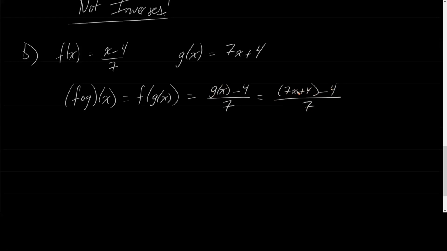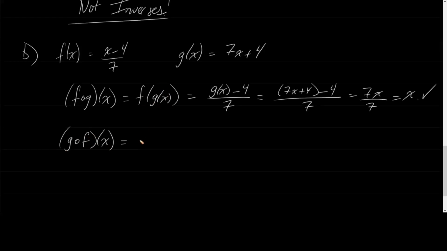You'll notice that these parentheses aren't really doing anything. So 4 minus 4 goes away, and we end up with 7x over 7, which reduces to simply x. Good. Now we need to also check the other way around. We need to check that g composed with f also gives us that.